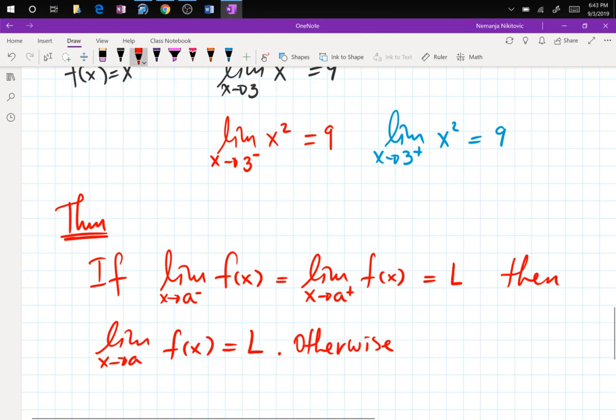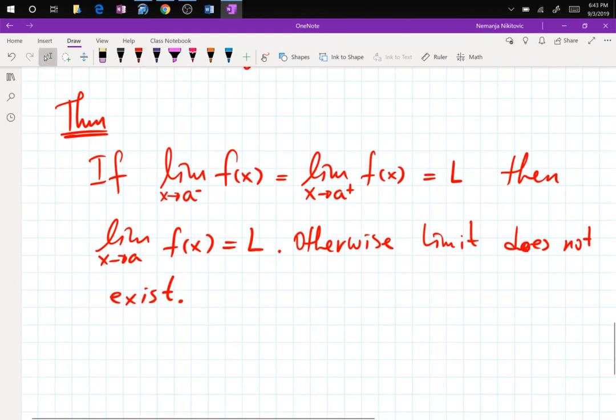Otherwise, limit does not exist. So at this point, I get to welcome you to calculus.